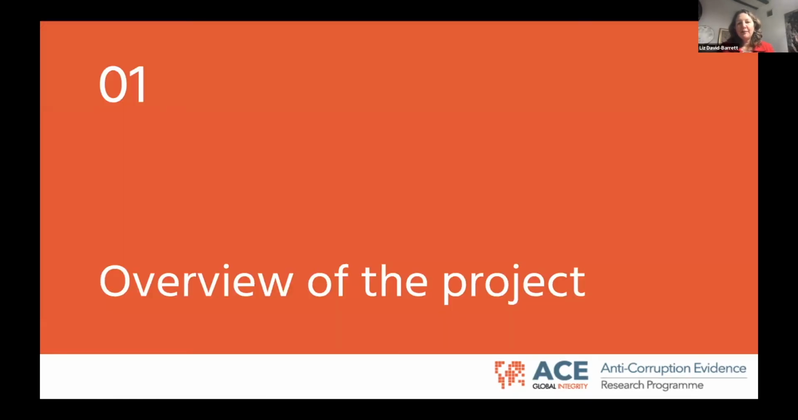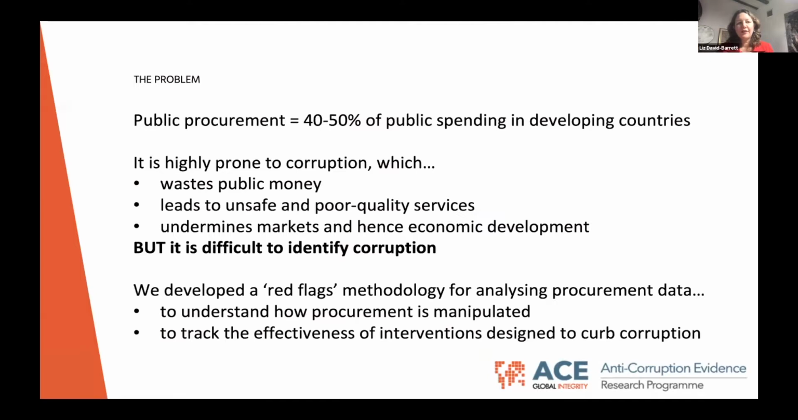As Veronica said, this is part of the anti-corruption evidence program, and the problem that we started with was thinking about corruption in public procurement. And this is a really important issue, partly because public procurement is such a big part of public spending. So it's around 30% of public spending in OECD countries, but can easily be 40 or 50% in developing countries. And it's also an area that's highly prone to corruption. So a lot of money, and a lot of that money going astray.